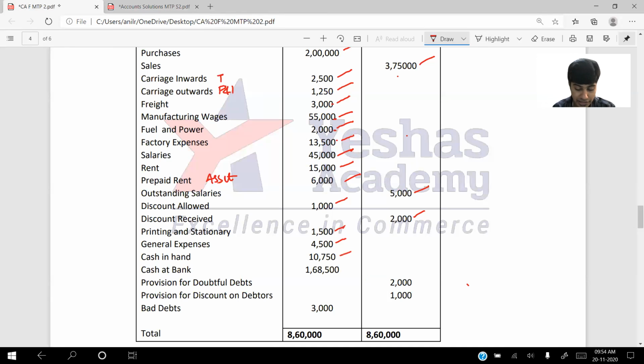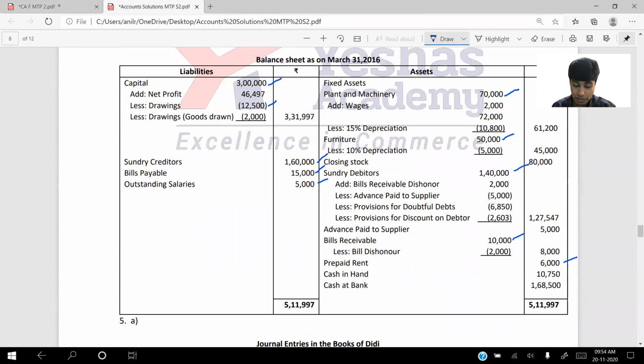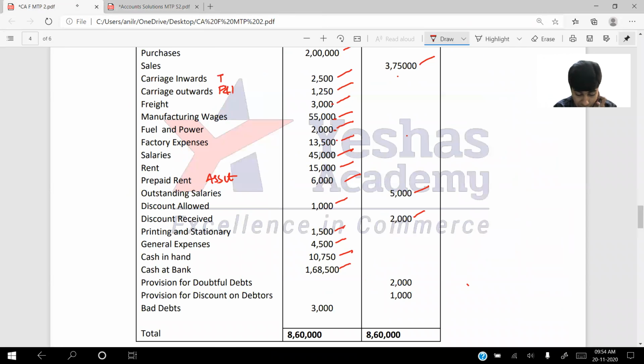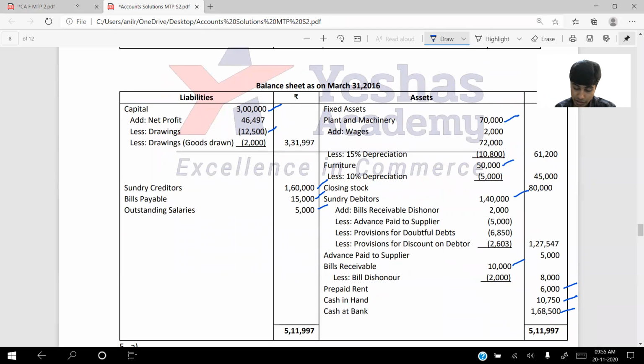Next, cash in hand and cash at bank. Both are assets. Both will appear in balance sheet. Have a look, balance sheet. Cash in hand and cash at bank: 10,750, 1,68,500. Okay, what do you have after that? Provision for doubtful debts and discount on debtors. Both are to be deducted, 2,000 and 1,000, from debtors in balance sheet. Have a look. Debtors minus 2,000 and 1,000.